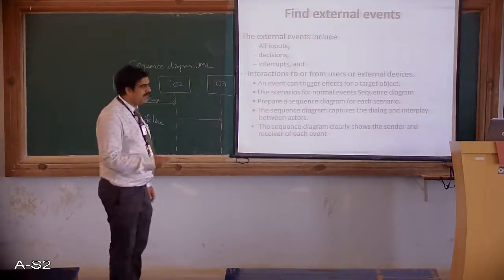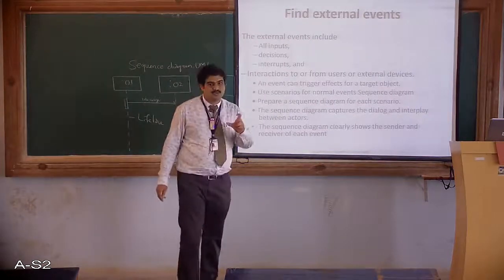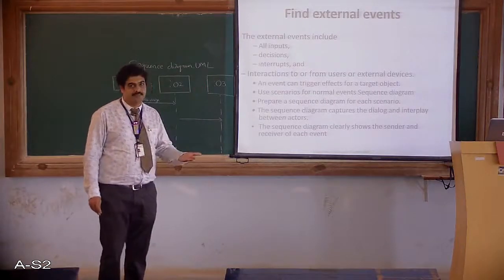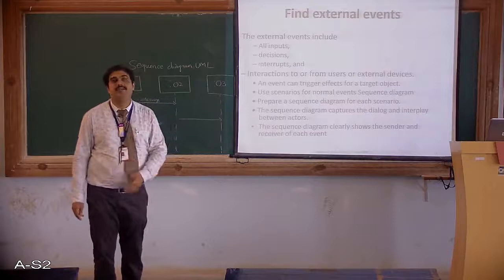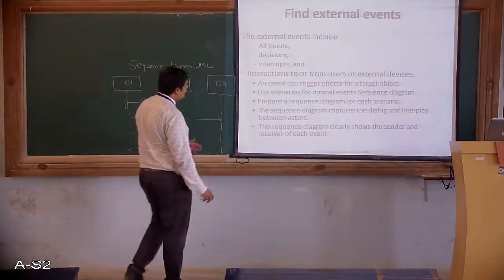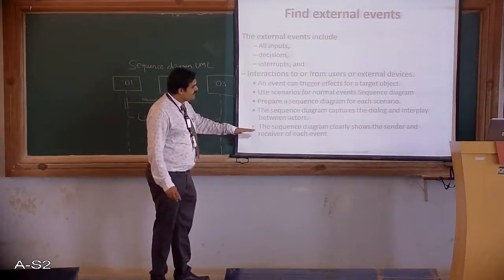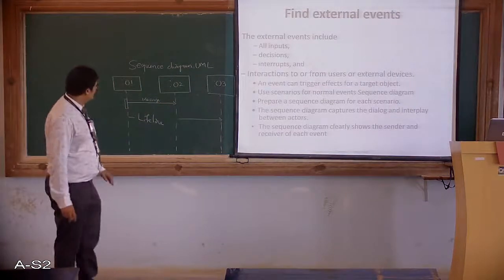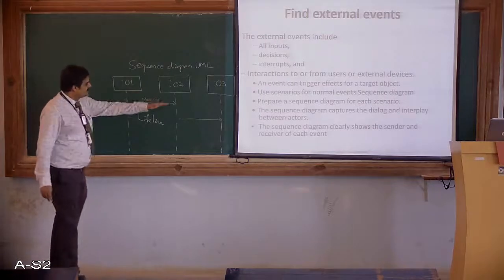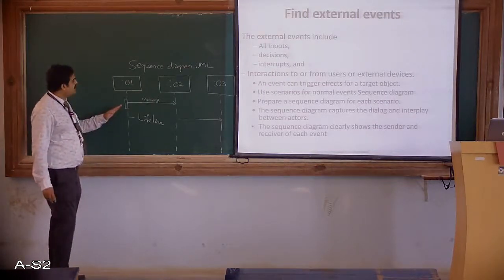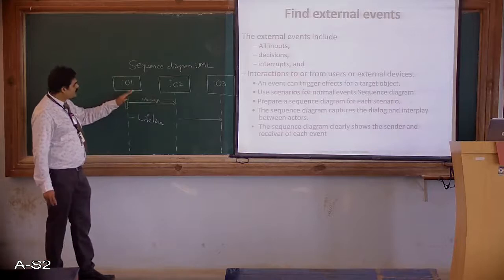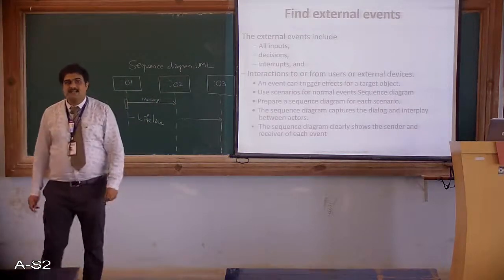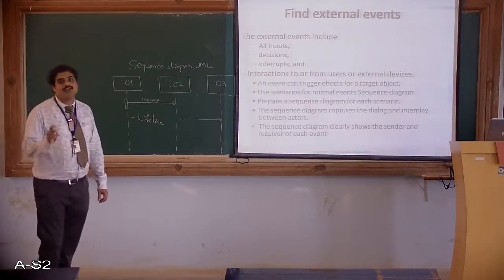Now as you are aware, a diagram has more impact on the customer or the developer than textual communication. That is how this can be used. The sequence diagram clearly shows the sender and the receiver of each event. When you look at this sequence diagram, it clearly indicates that object 1 is sending a message to object 2. Then maybe there is a success or a failure.